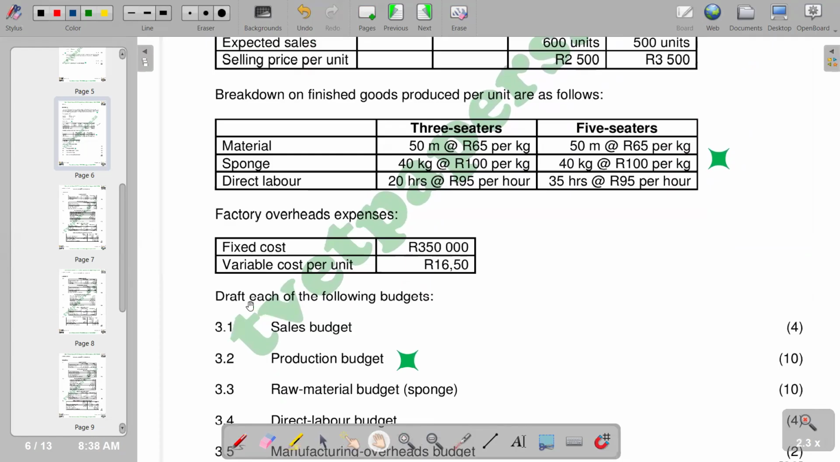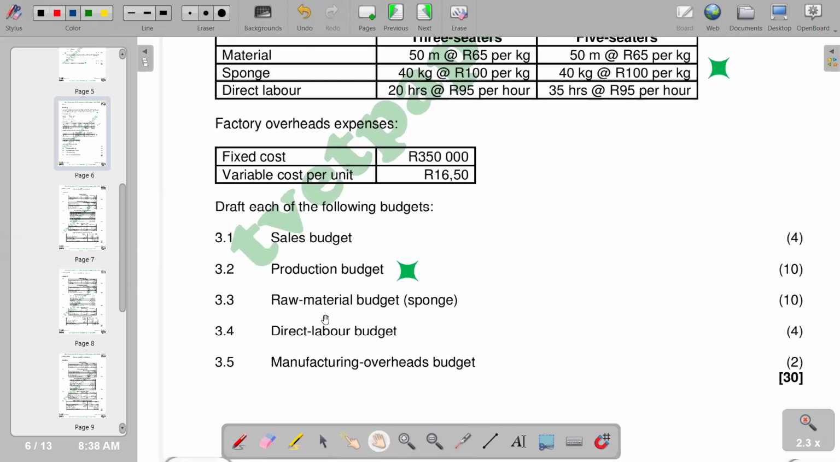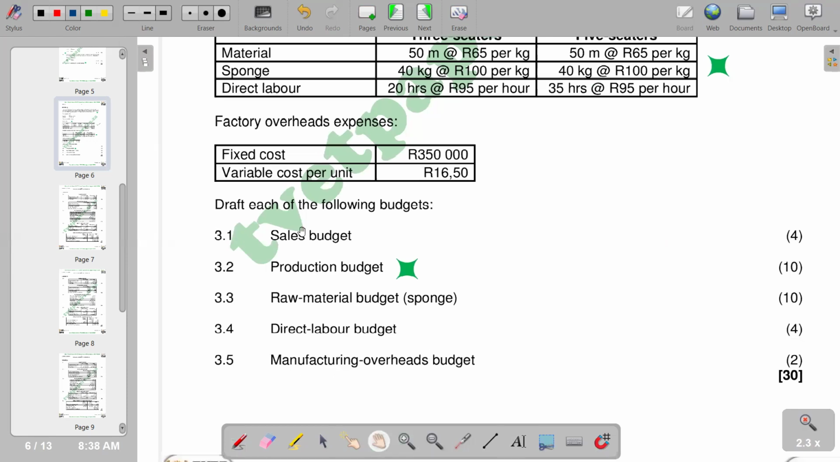The question requires us to draft each of the following budgets: the sales budget, a production budget, a raw materials budget for sponge only, and then a direct labor budget and a manufacturing overheads budget. We're going to start with the sales budget. To prepare the sales budget, you start with the expected sales in units, then put down the sale price per unit and multiply to get the total sales.